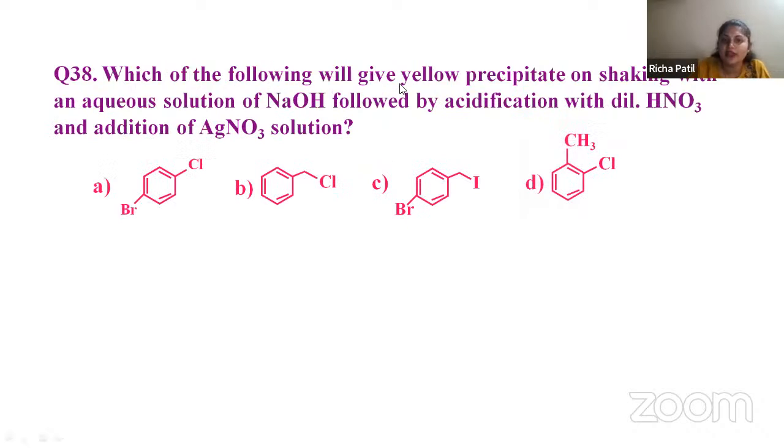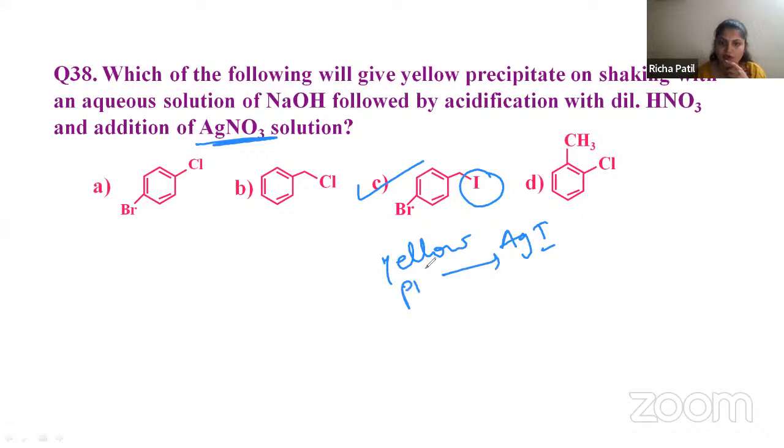Which of the following will give yellow precipitate on shaking with an aqueous solution of NaOH followed by acidification with dilute HNO3 and addition of AgNO3 solution? Here the answer is C, Harshita, yes, it is right. Remember, only iodide ion when reacted with silver nitrate, AgNO3, gives a yellow precipitate of AgI.